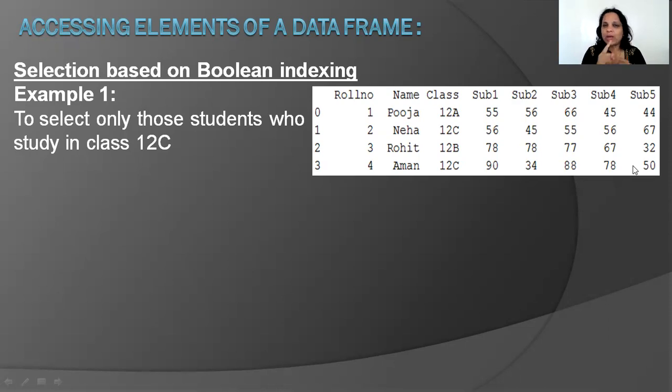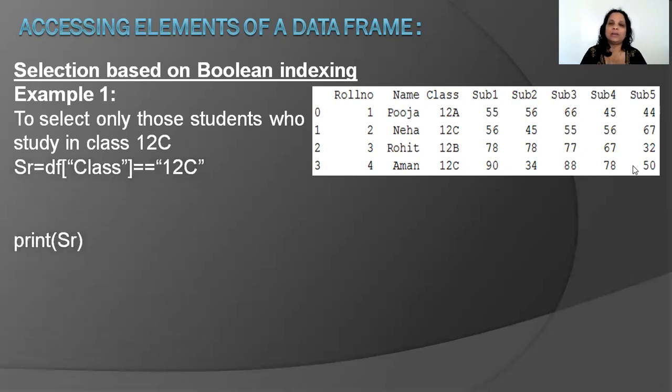Is that clear? But there's one more thing that you need to note. I'll show it to you in the example. Now here it's asking you to display only those students who study in class 12C. So you want the class to be equal to 12C. This condition, I am storing in a variable. Let's say SR is a variable, maybe for search criteria. df class, because I'm referring to the class column, equals 12C. I don't think that is difficult to understand. That's just like checking the condition where the class is 12C, and this condition I am storing in a variable called SR.